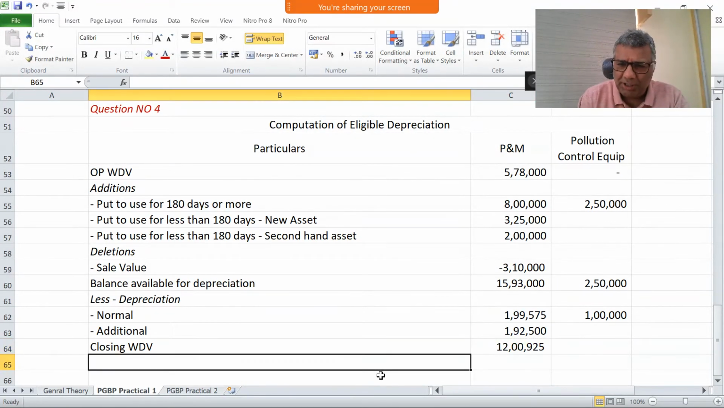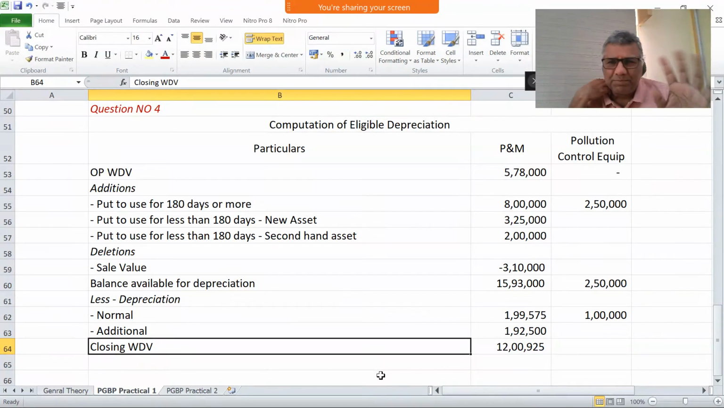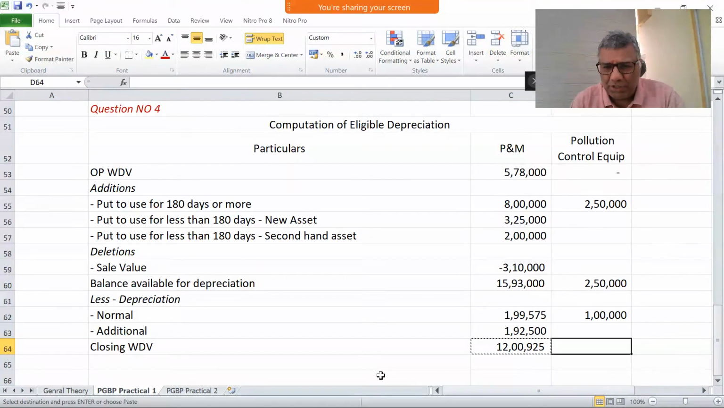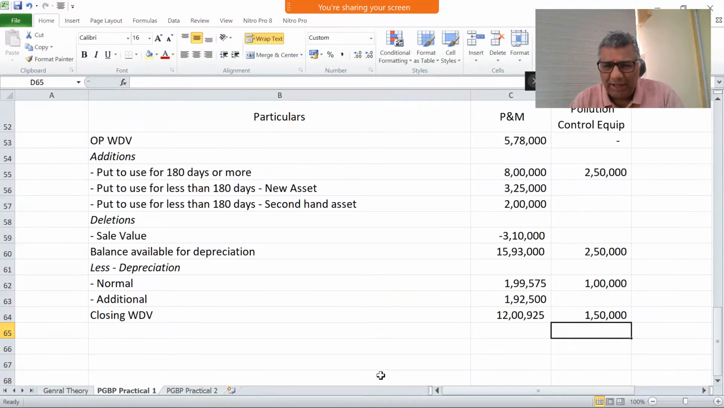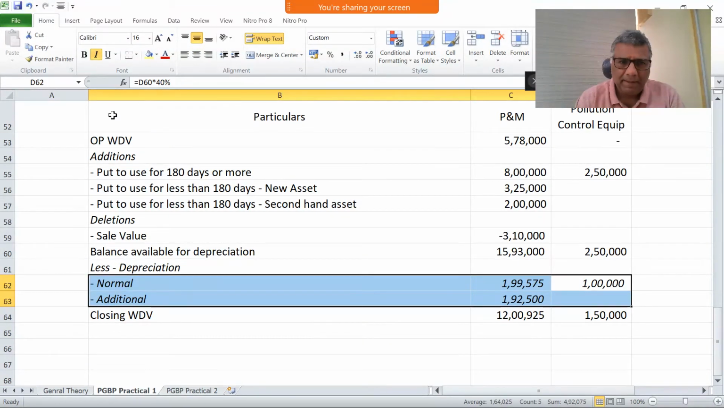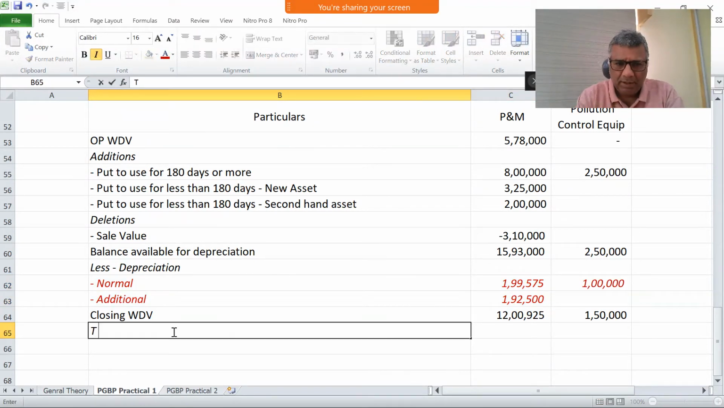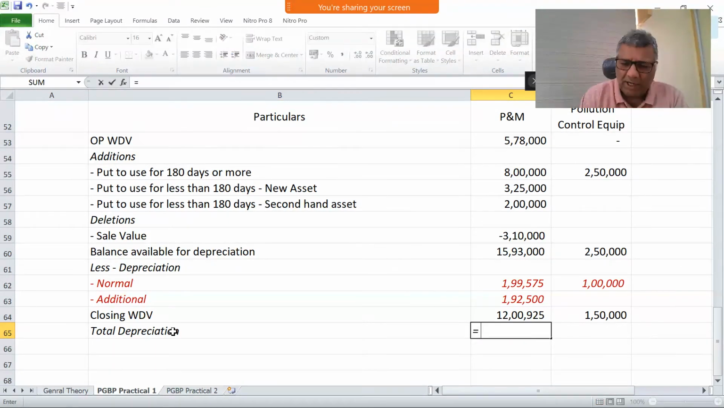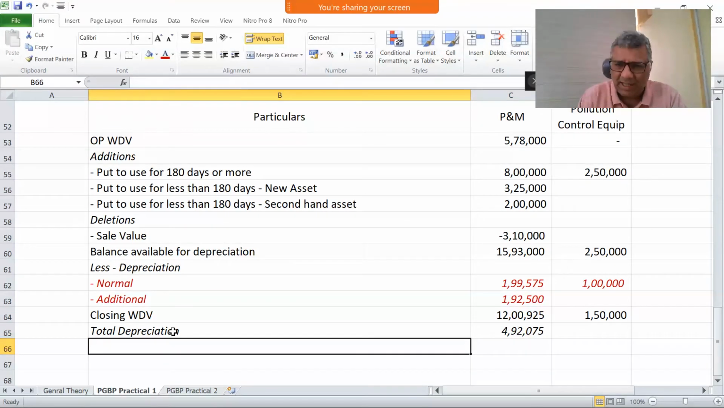For pollution control equipment, you can have two assumptions: used in the manufacturing or main activity, you can claim additional depreciation or not. That I leave it to you. That's an assumption only, don't worry. Total depreciation. Don't worry about pollution control additional depreciation. You can have the assumption, or you can say that it is assumed. I have assumed it the other way.